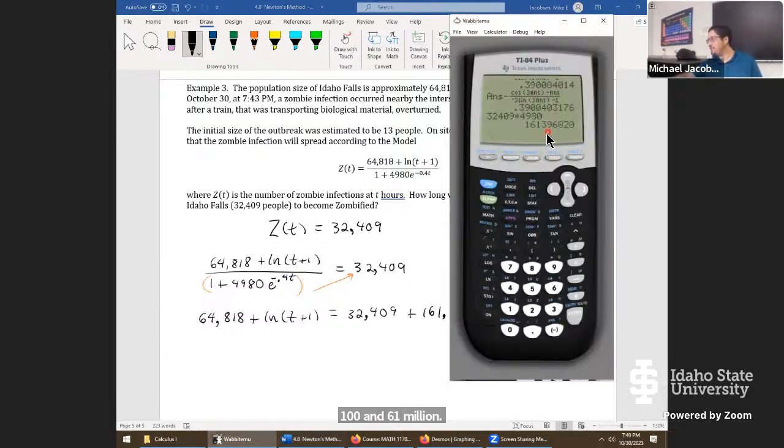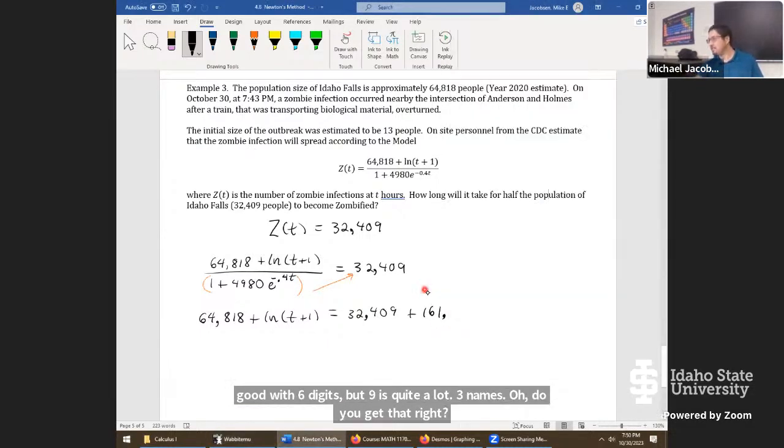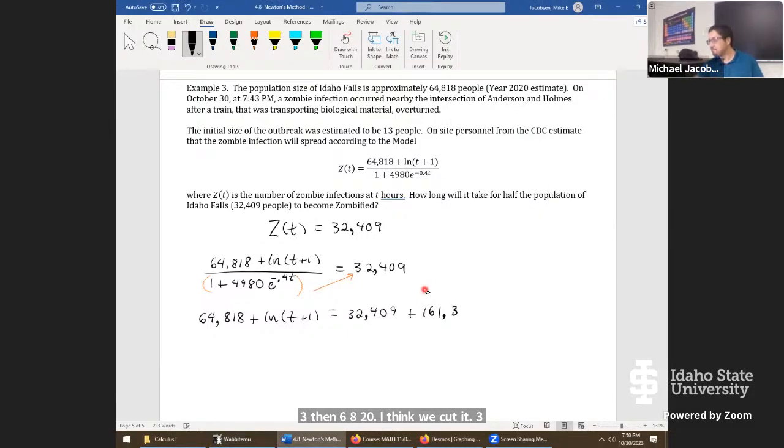I'm good with 6 digits, but 9 is quite a lot. 39, oh, did I get that right? 396,820. I think we've got it. 396,820 e to the power of negative 0.4t.